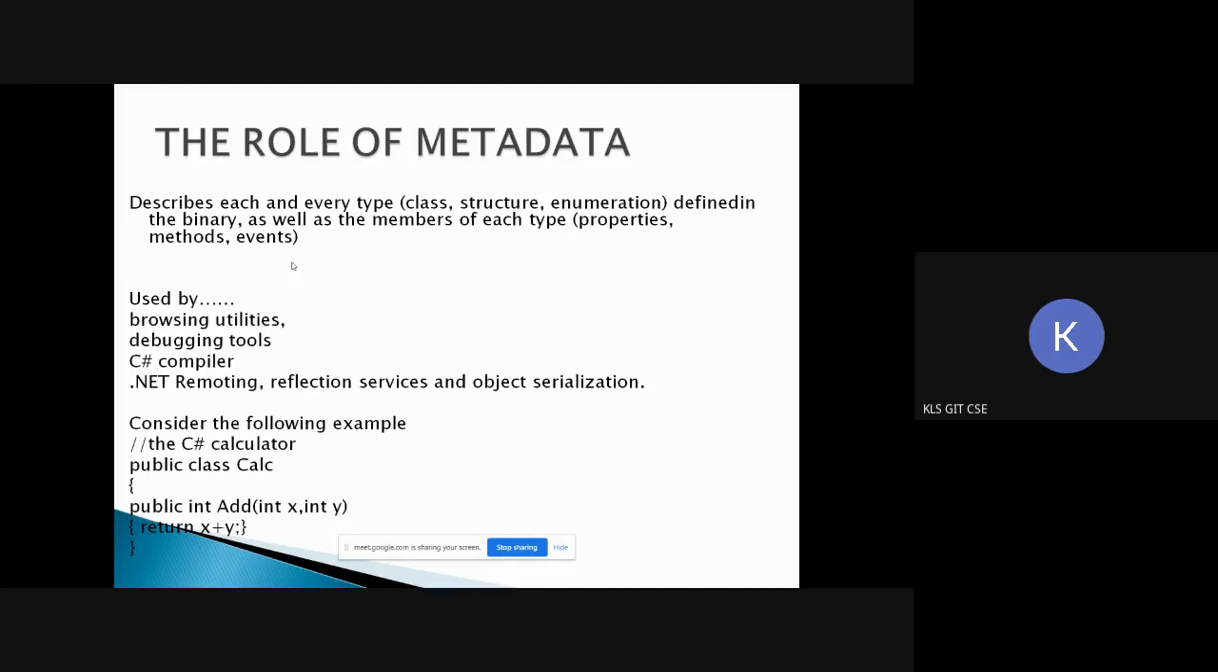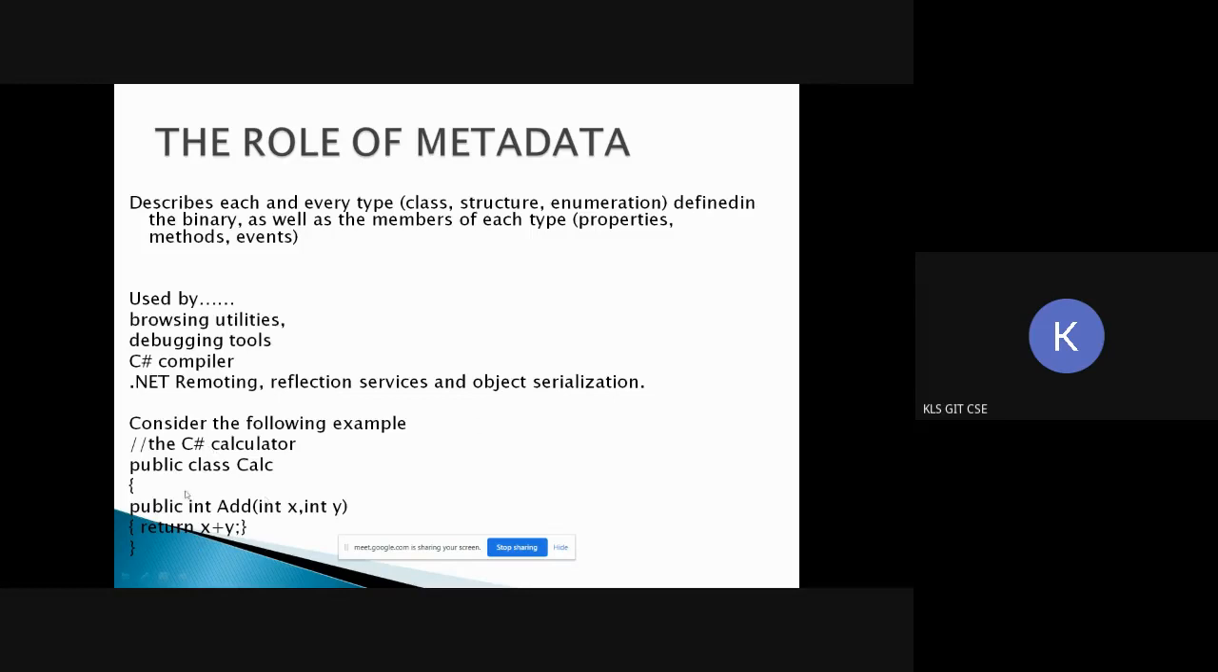So what else are its uses? It is used in many aspects of the .NET. It is used by some developing tools, by some browser utilities, debugging tools, and it is used by the compiler itself. And these are the other few things in which it is used: .NET remoting, reflection, and object serialization.